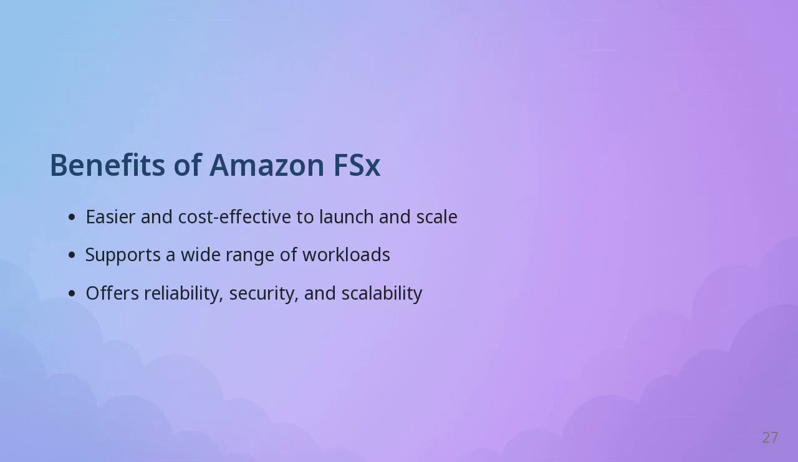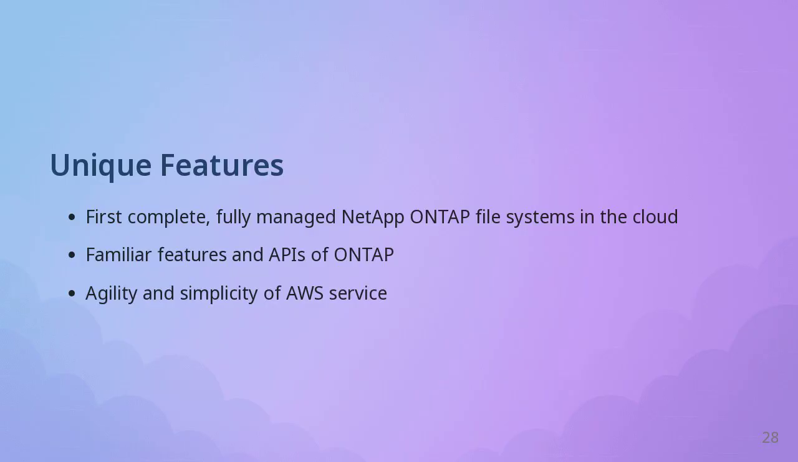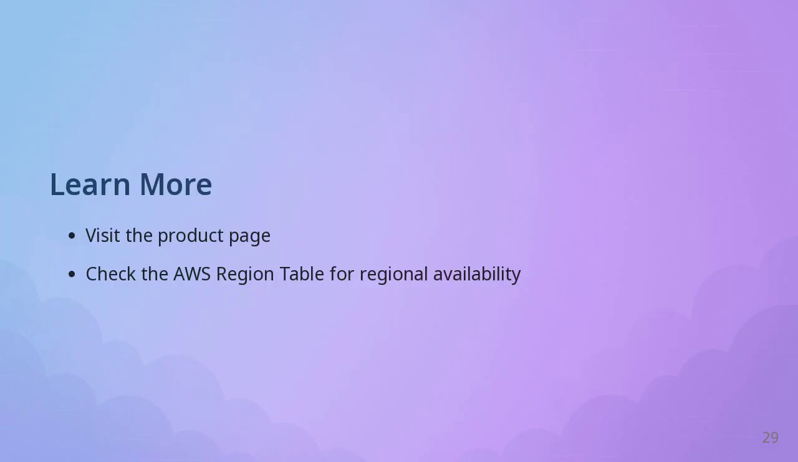Amazon FSx for NetApp ONTAP provides the first and only complete, fully managed NetApp ONTAP file systems in the cloud, offering familiar features and capabilities along with the agility and simplicity of an AWS service. To learn more about Amazon FSx for NetApp ONTAP, visit our product page and see the AWS region table for complete regional availability information.